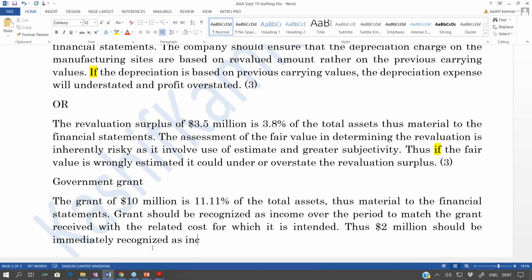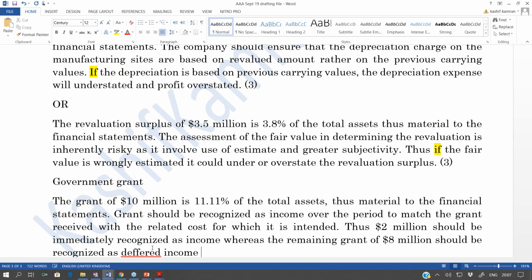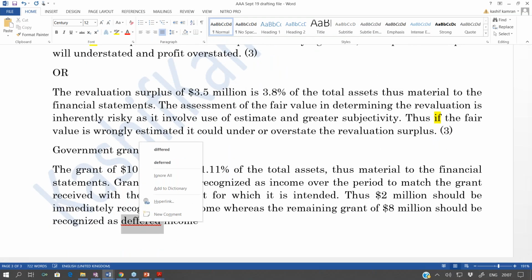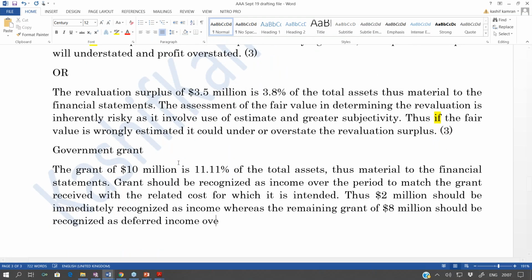recognized as income, whereas the remaining grant of $8 million should be recognized as deferred income over a straight line basis till 2020.